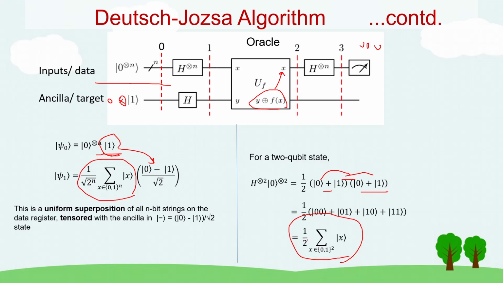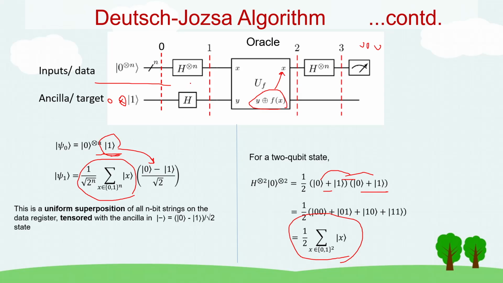All right. So that is what is being done here. For n qubits, the length of this is n. It represents all. So this is a uniform superposition of all n-bit strings on the data register. People call a set of qubits a register. So don't worry, you can call it the input register or data register, and the ancilla or target register. It's tensored with the ancilla in the minus state.